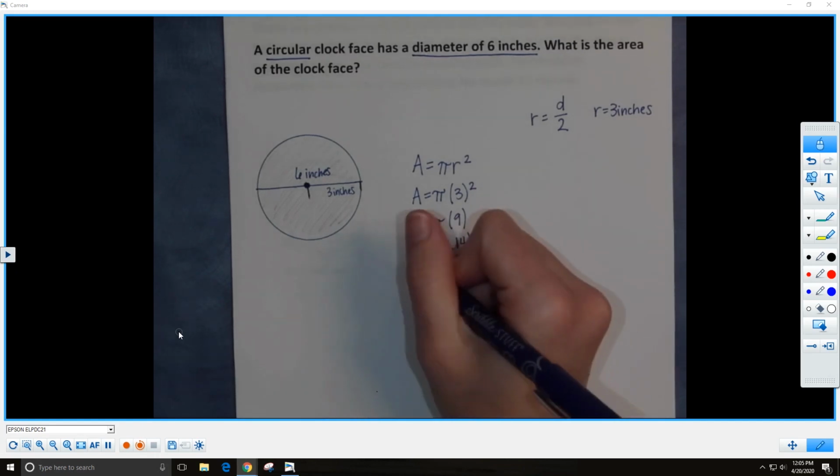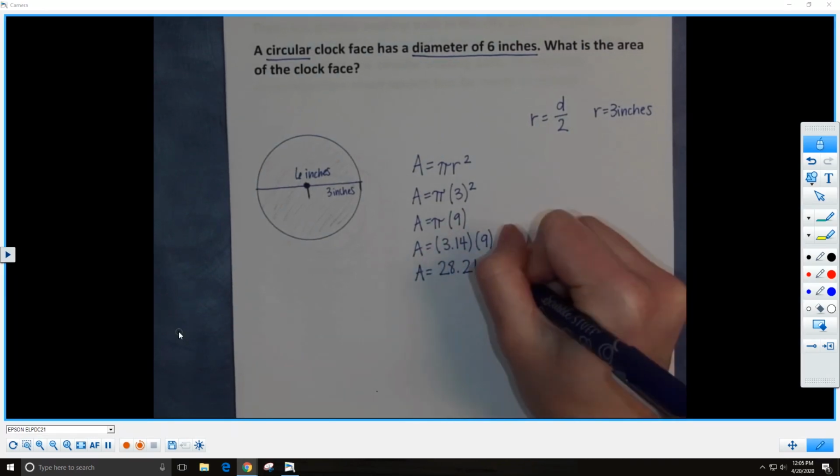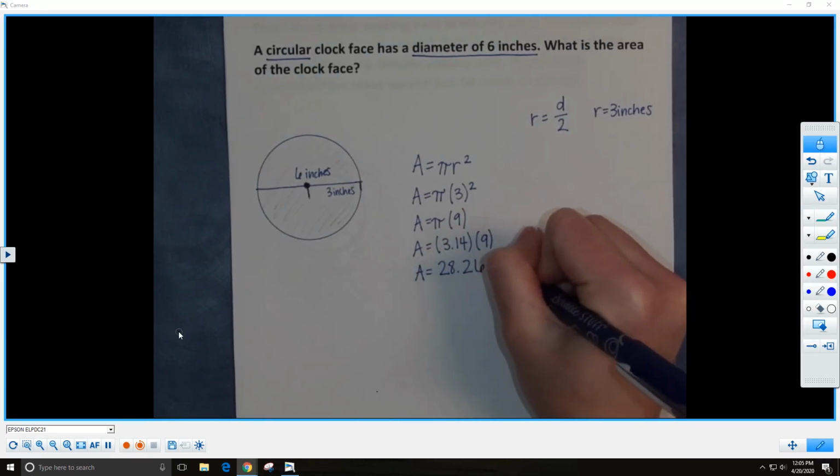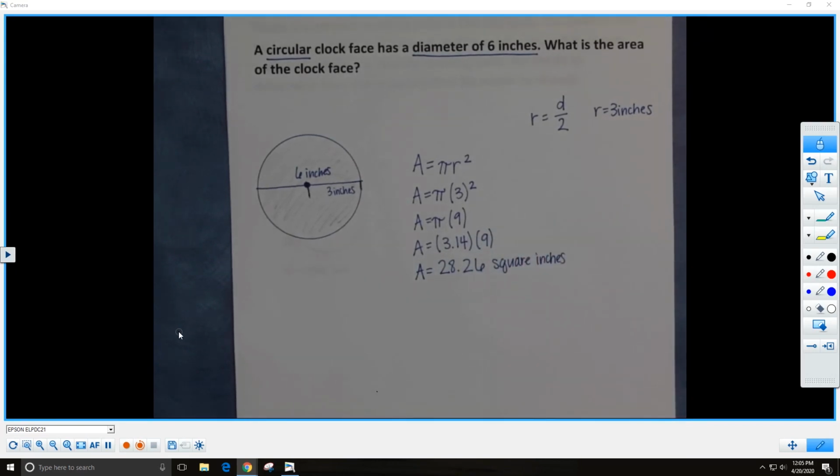Okay, so did you get 28.26 hundredths square inches? All right, so the area of the clock face is 28.26 square inches. Great. Let's think about how we could find the area of a circle if we're given the circumference.